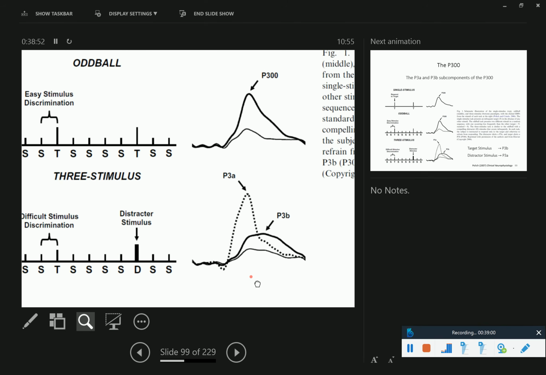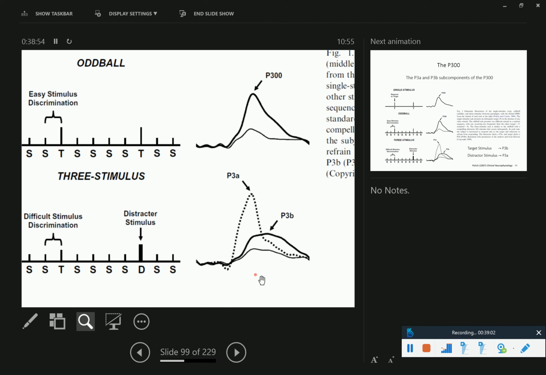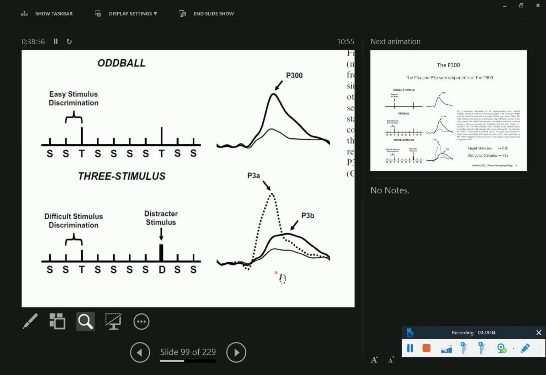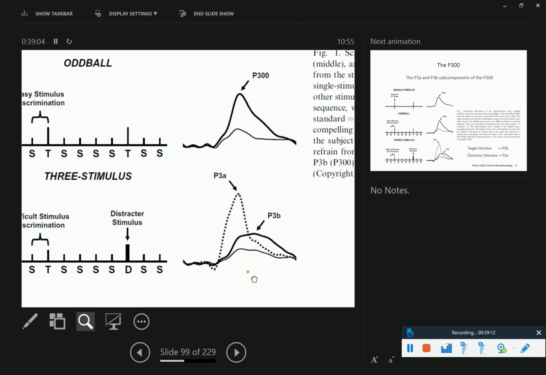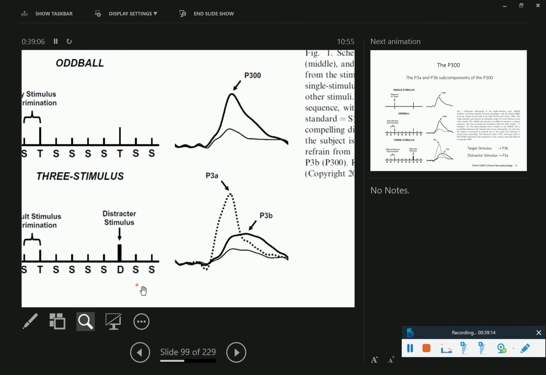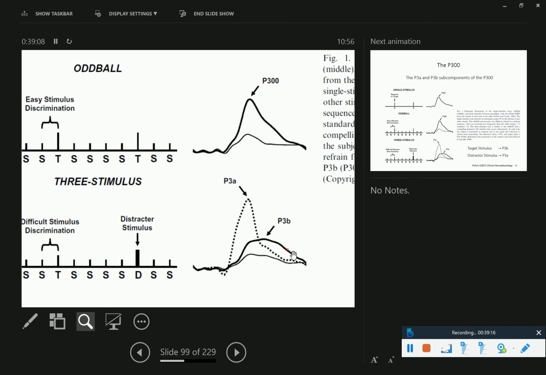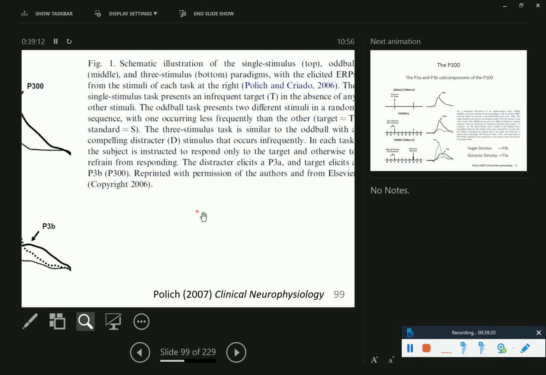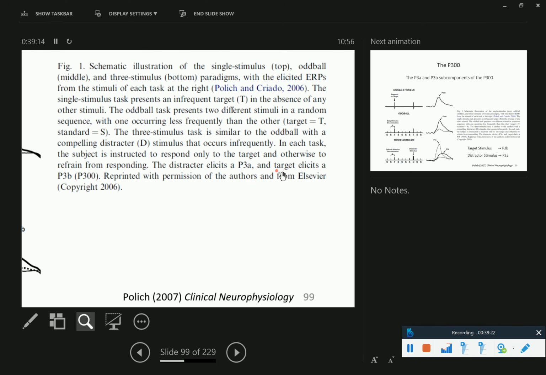And this is then what is shown here: the P3A, which is quite big, is the response to the distractor stimulus, and the P3B is the response to the target stimulus when you press the button. So the distractor elicits a P3A and the target elicits a P3B.